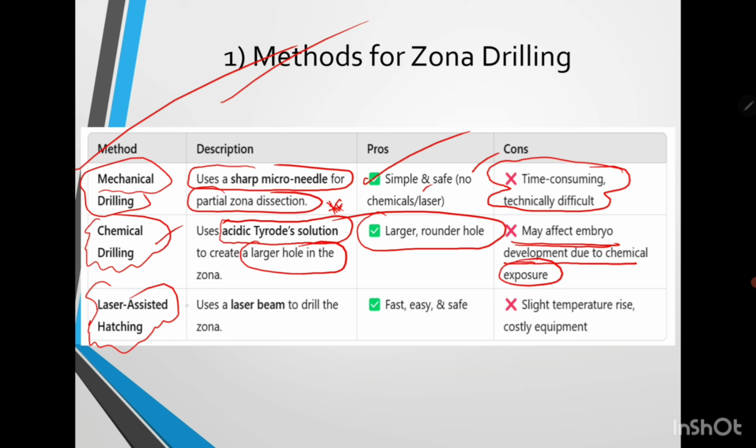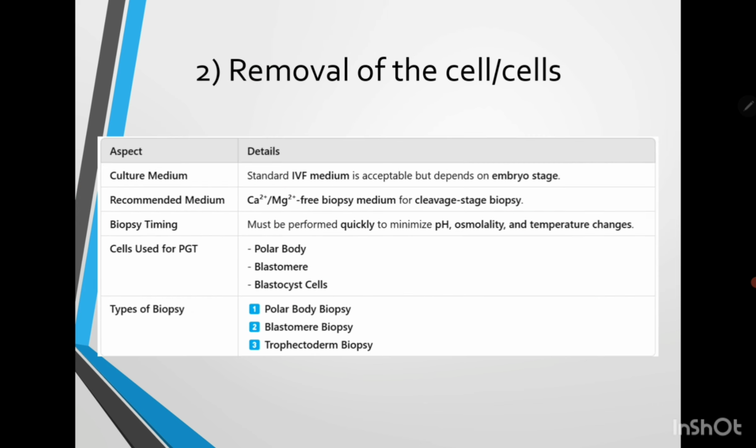Laser assisted hatching is where a laser beam is used to drill the zona. It is a fast procedure. The cons are a slight temperature rise and costly equipment, because the laser will cause a slight temperature rise. Then the next step, removal of the cells. How to remove? Culture media has to be used; standard IVF media is acceptable but depends on the embryo stage.